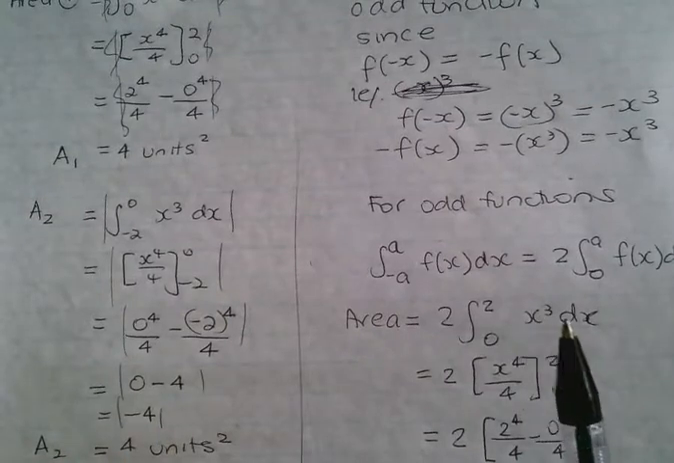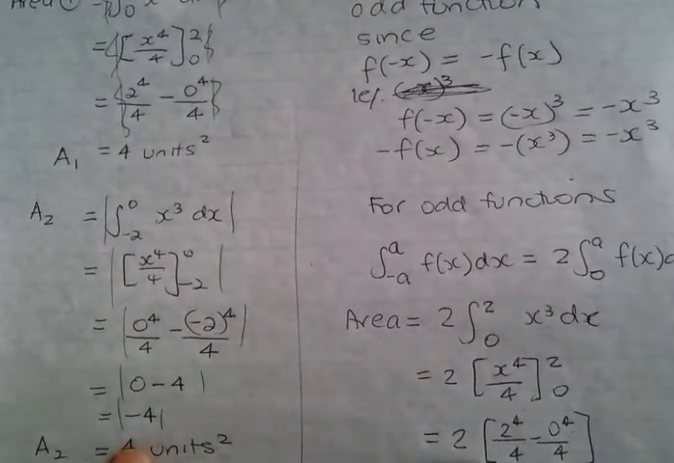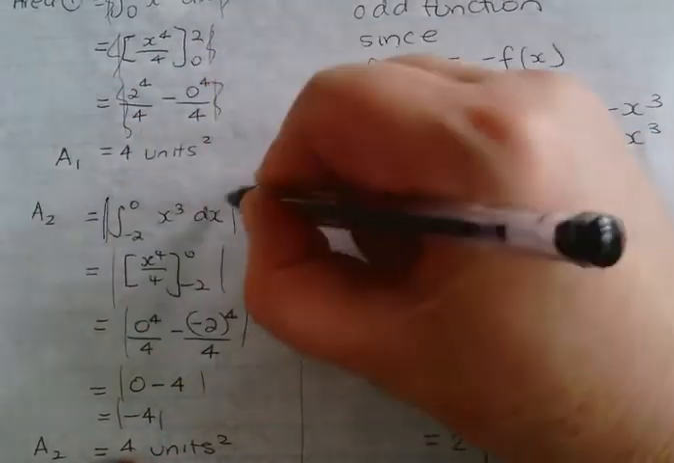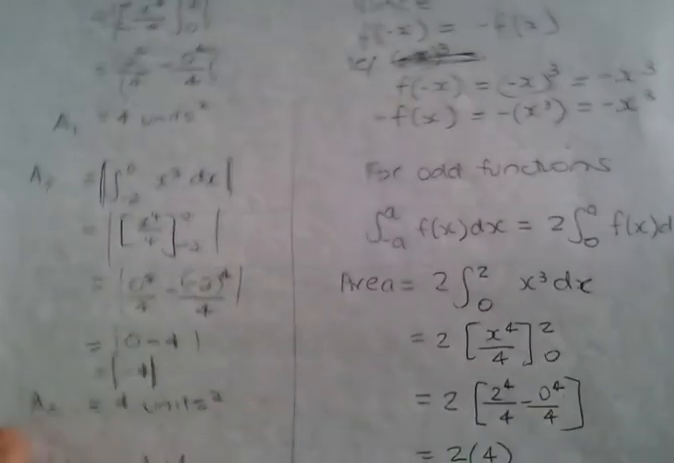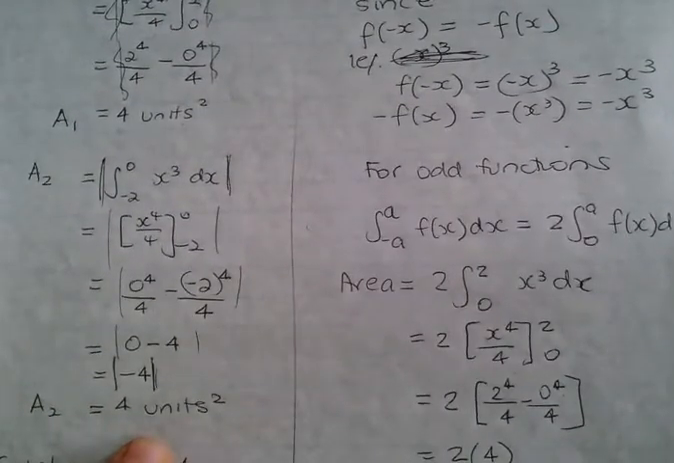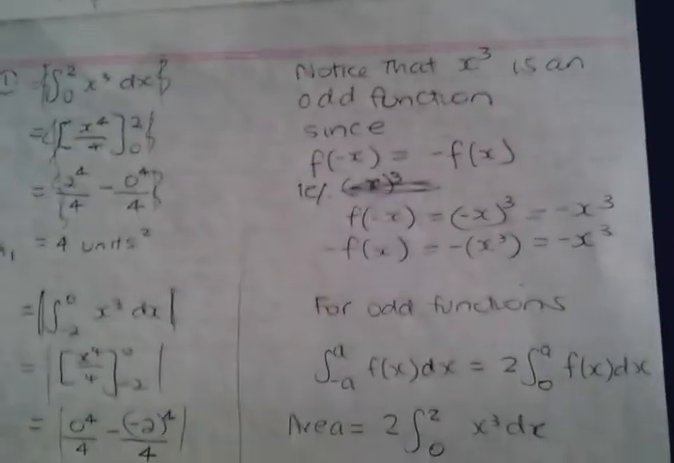So did I really need to do it? I didn't. But because the second one is below the x-axis, I have to take the absolute value of it. And I say, well, area 2 is 4 units as well, so the total area is 8. Now, instead of doing that, we can say, well, you know what?